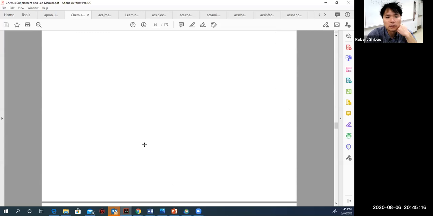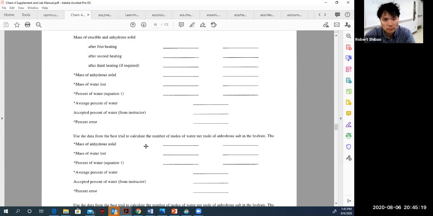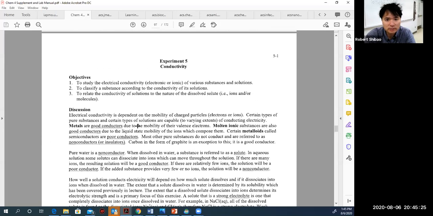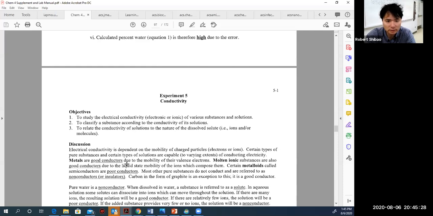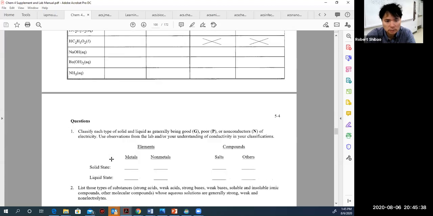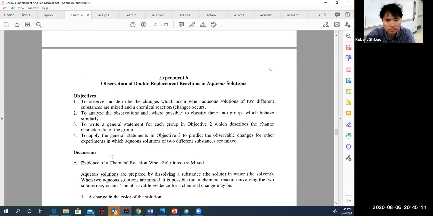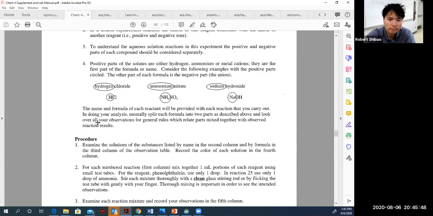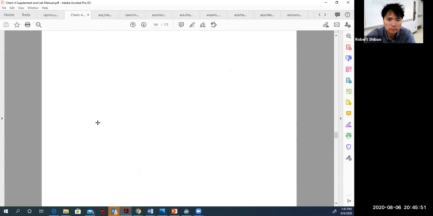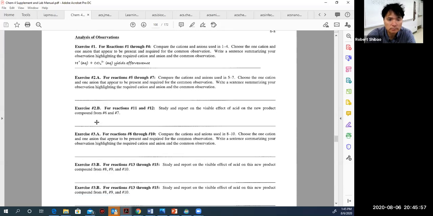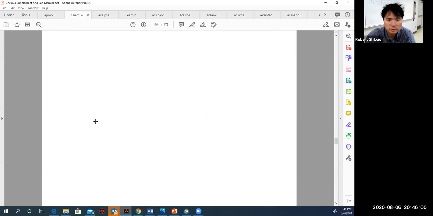Experiment 4. Experiment 5, conductivity. This is an interesting one. This is where you can measure the electrical conductivity. Ions are good conductors of electricity if they're mobile. Maybe we'll do some of that. This is an electrolyte lab. This is experiment 6, but the numbering scheme got all mixed up.